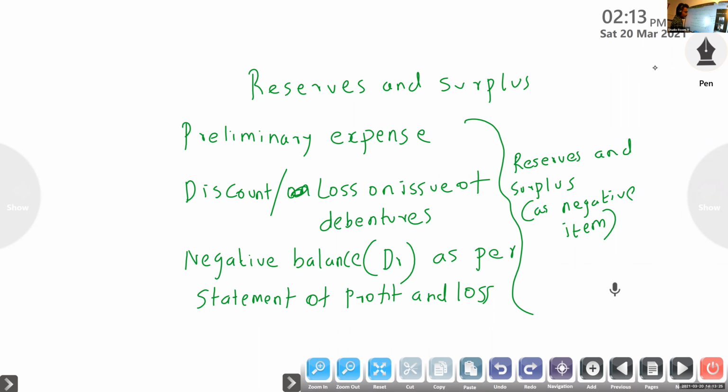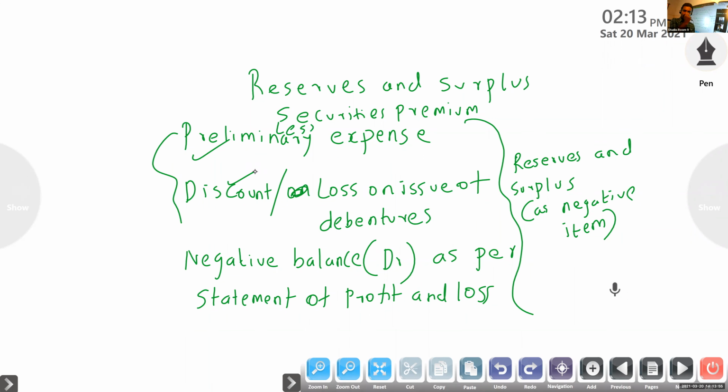From reserve and surplus, we have to minus. From reserve, we will minus these items, meaning preliminary expenses and discount on issue of debenture. From where do we minus? Under reserve and surplus, I said securities premium. From securities premium, you have to minus these two items.